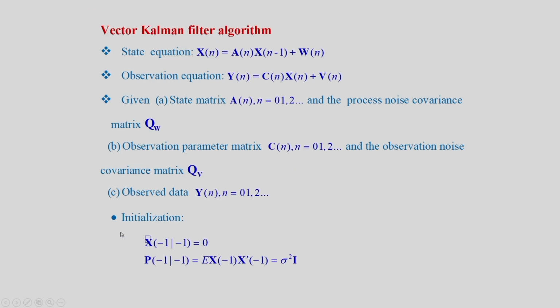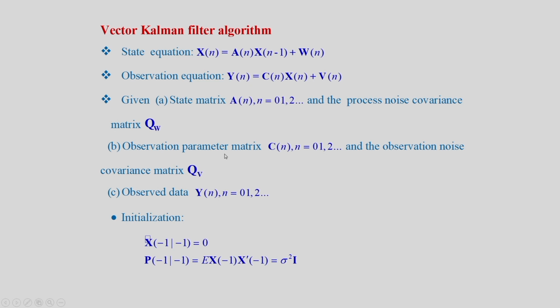With these backgrounds, we can now state the Kalman filter algorithm. So, here we have to know the state equation x n is equal to A n x n minus 1 plus w n. Observation equation, that is given by y n is equal to C n into x n plus v n. This is the observation equation. So, we must be given a state matrix A n for n is equal to 0 to p, because it is a pth order system or signal, and the process noise covariance matrix is given by Q w, which is a diagonal matrix.